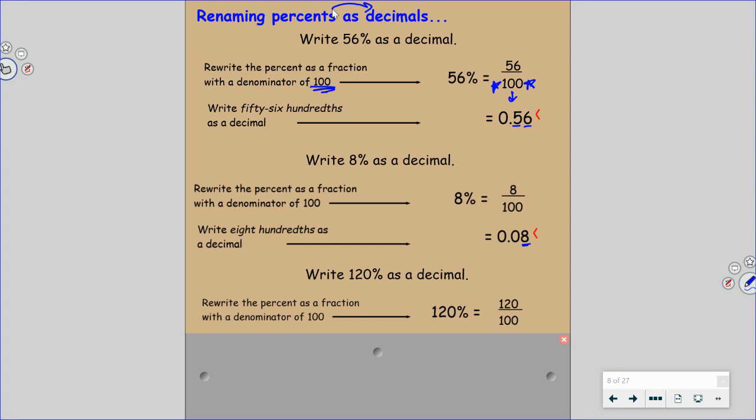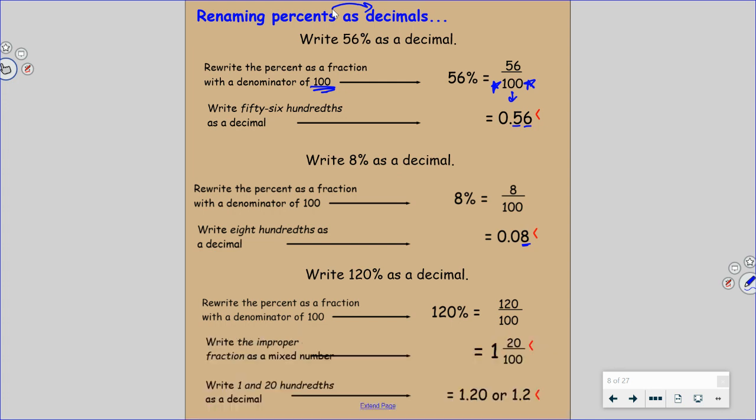Some of you are good from here. Others of you might choose to rename this as 12/10, or even go so far as 1 20 hundredths or 1 2/10. The point is, here you can quickly get to 1 2/10. Yes, you can write it this way, but you don't really need that 0 if you wish.